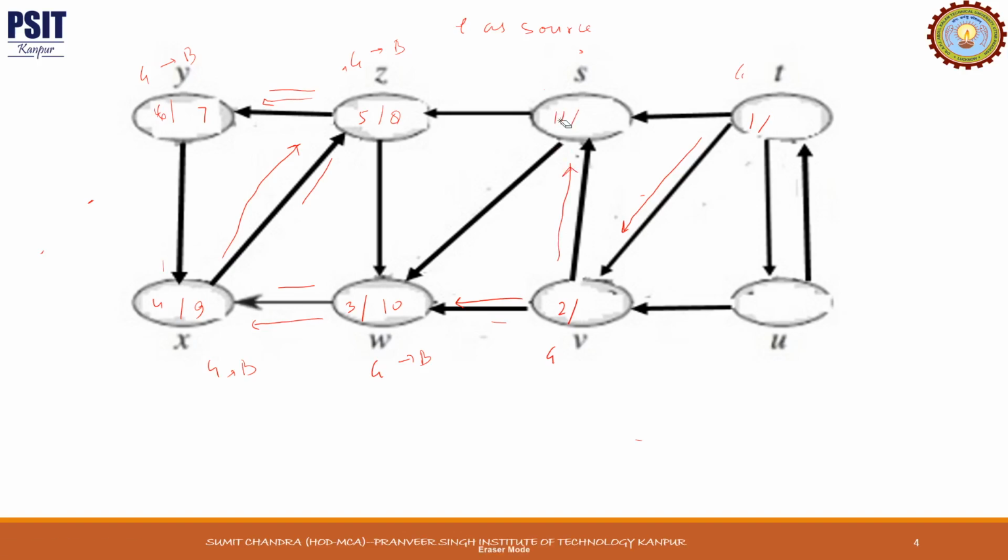So again from S I cannot go anywhere because this is already discovered, so it is discovered, converted to black, and finish time 12. Then we backtrack, from V I cannot go anywhere, so finish time 13.